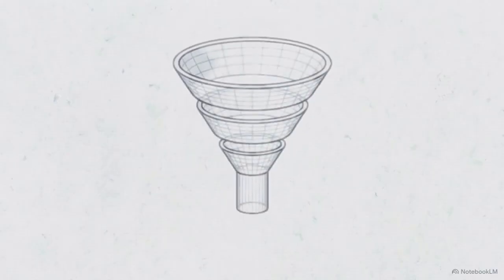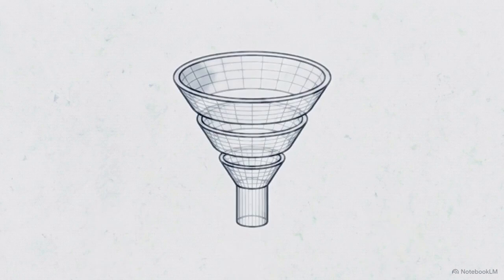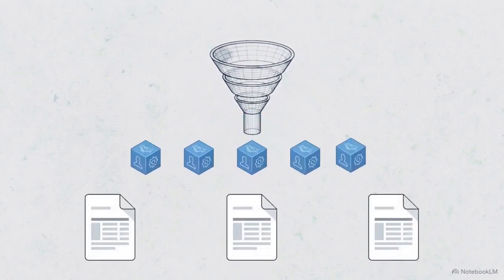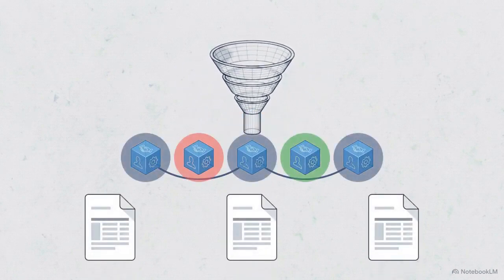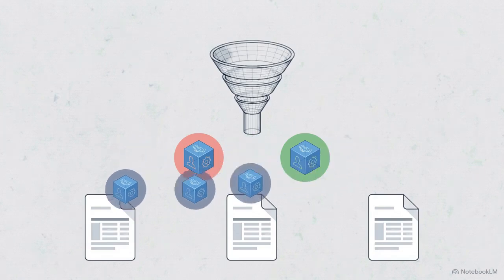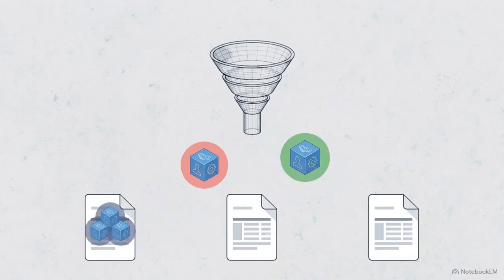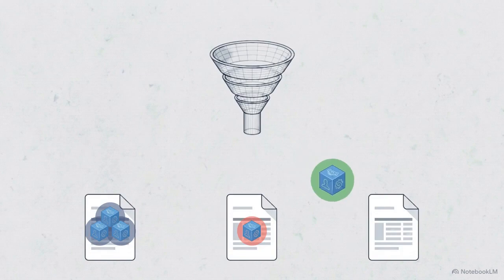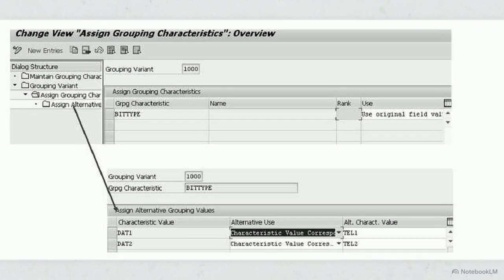With the bad data filtered out, the second stage is grouping. This takes the surviving items and asks where they belong by assigning them to physical documents. By default, the system automatically groups items together if they share the same contract account, business partner, and subprocess. Large enterprises need custom rules, configured here in the SAP GUI via a grouping variant.